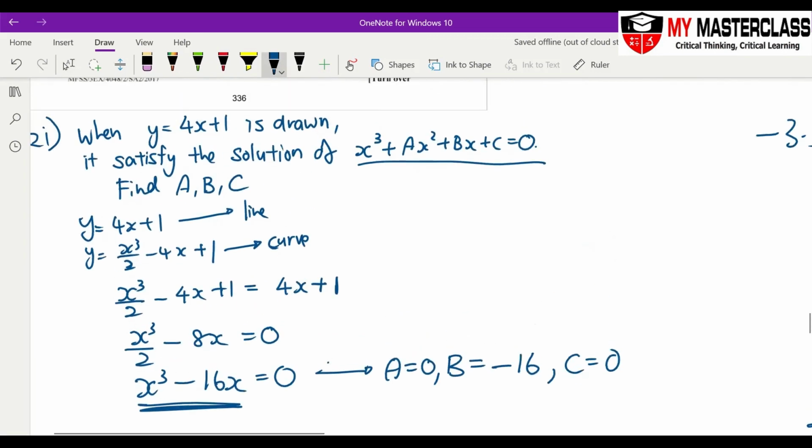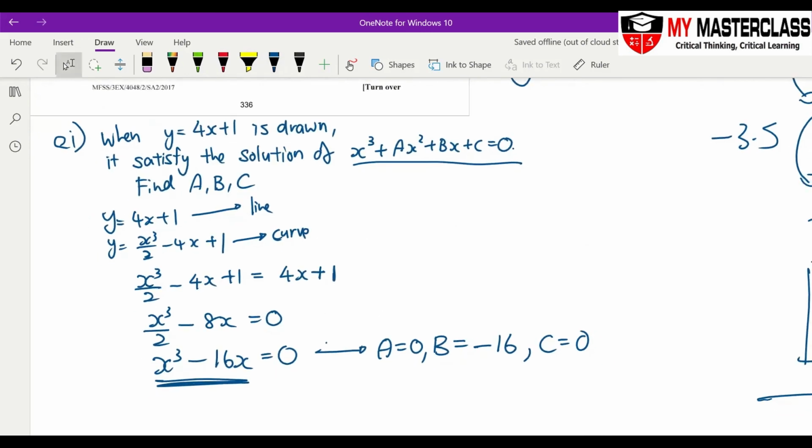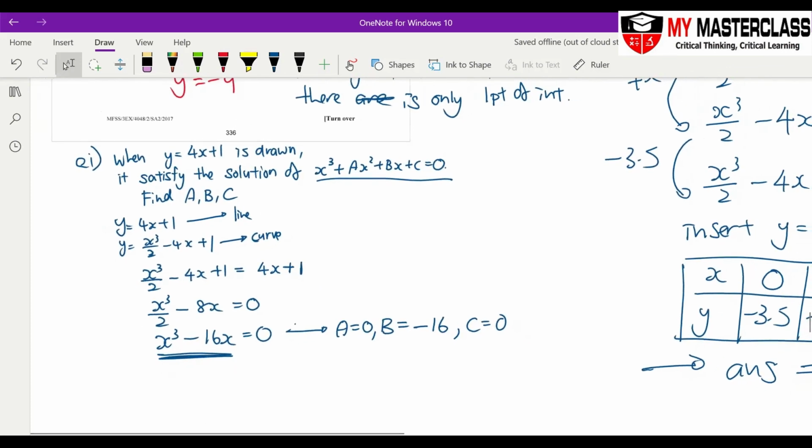Okay, so when they ask this kind of ABC question, when this line I draw satisfies the solution of this, how to find a, b, and c? I equate the line and the curve together. Because when we do simultaneous equations, how to find the solution is to equate both line and curve together. Then after I equate, I move everything to one side, equate it to 0, and then compare the coefficients. That's why my a is 0, b is -16, and c is 0.